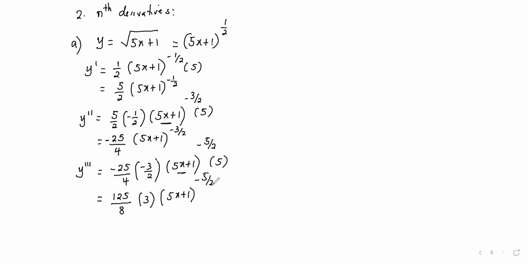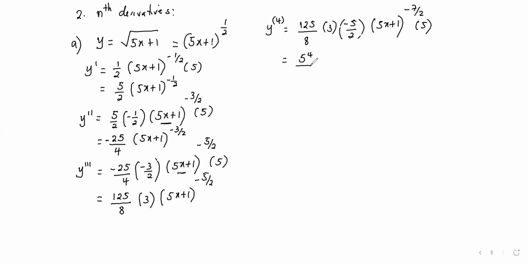Okay, I deliberately did not multiply the 3 by 125. We go to the fourth derivative. That will be 125 over 8 by 3, minus 5 over 2, and then (5x plus 1). We subtract a 1, it's minus 7 over 2, multiplied by 5. So you see that we have 125 by 5, which is the same thing as 5 power 4, over 8 by 2, which is again the same thing as 2 power 4. And then we have minus 15 here, and then (5x plus 1) to the power minus 7 over 2.